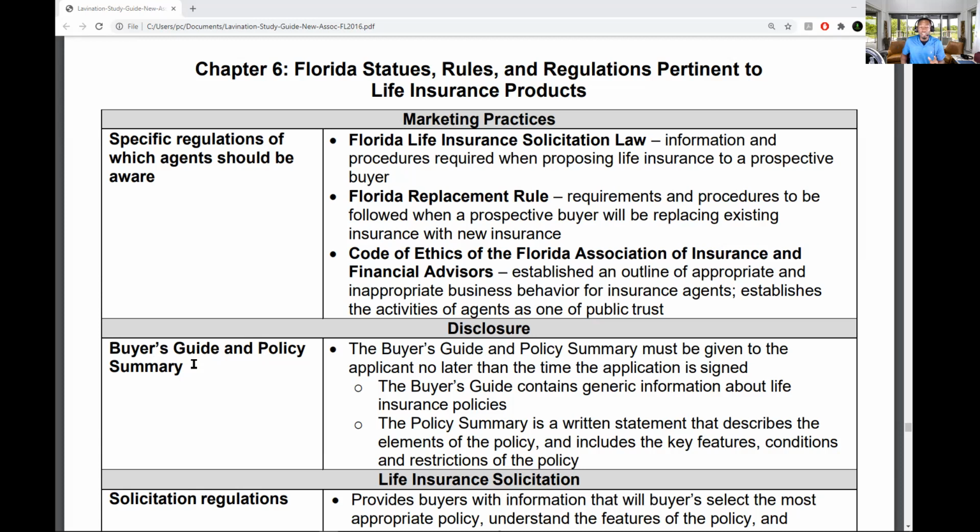Buyer's guide, put it this way, that's before you buy. Before you buy. Okay. And policy summary, after you buy. So it's simple little things like that for you to understand what those two terms mean, because sometimes a lot of people confuse them. When should I pick the buyer's guide? When is it the policy summary?